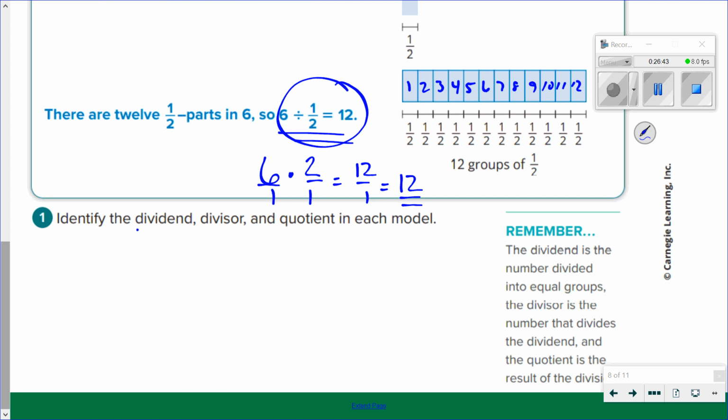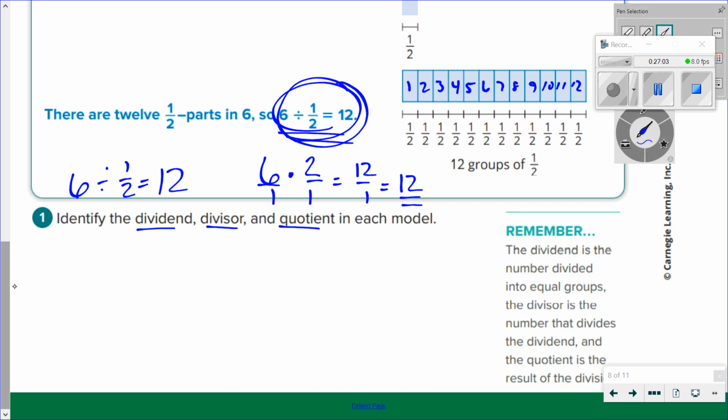So we have 3 math terms here we need to make sure you understand. So if we're using our equation 6 divided by 1/2 equals 12, identify for me the dividend, the divisor, and the quotient. So many D's. So let's use our highlighters. We actually have the definitions over here, for any of you who may have forgotten them.